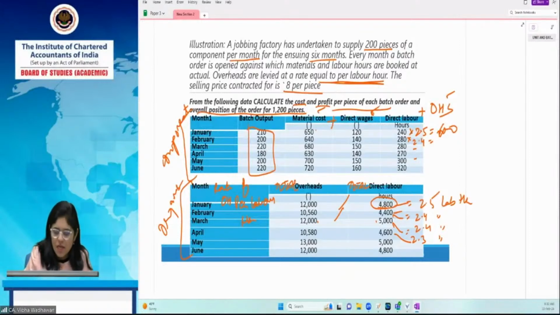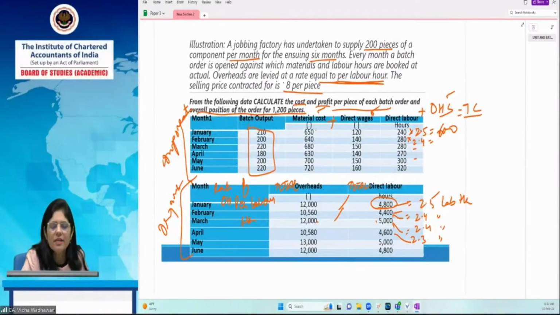So overheads here are absorbed on the basis of labor hours. We have calculated the overhead rate and then applied. Clear? So now we can have the total. So the total cost. Then we can have the total cost now.